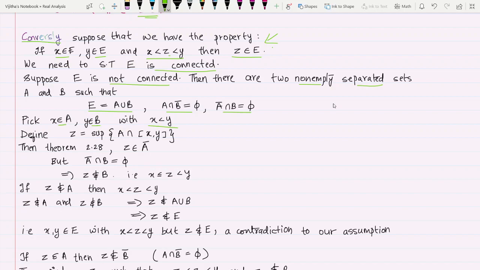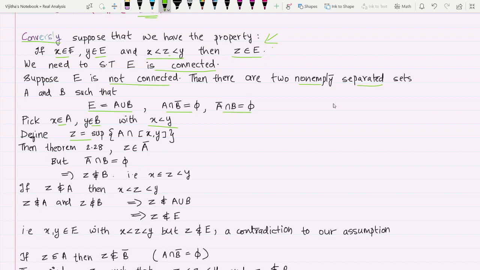Now we define z to be the supremum of A intersection the closed interval [x, y]. So we have this closed interval [x, y], and y is an element of B.